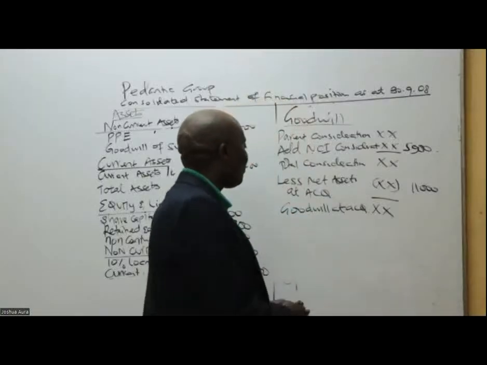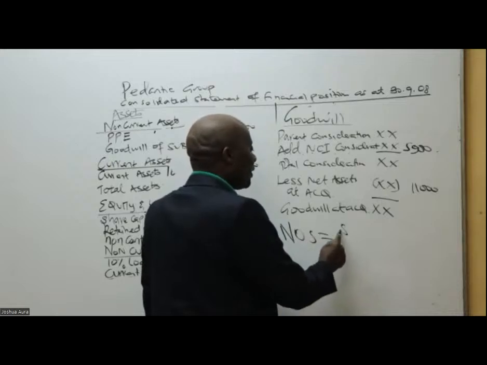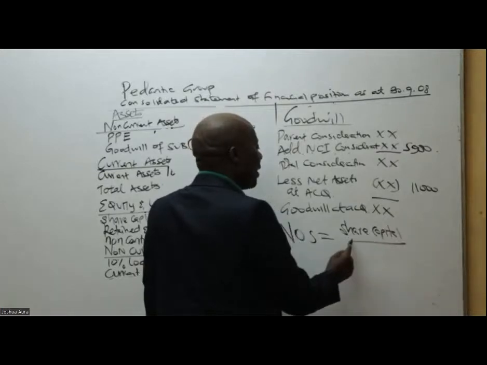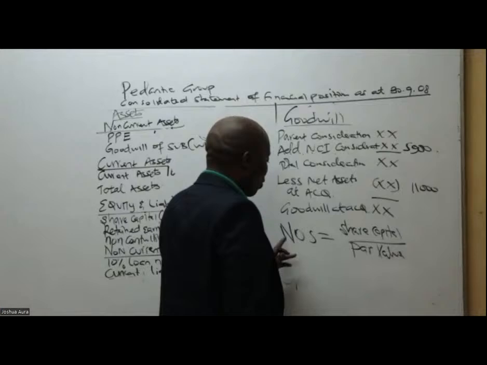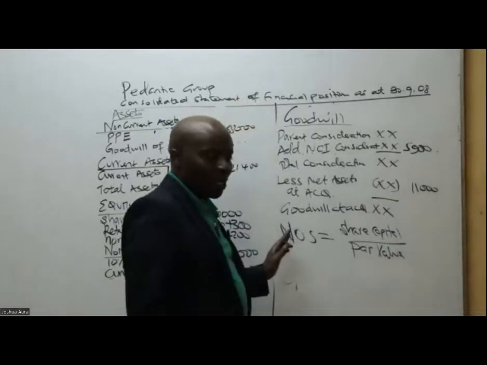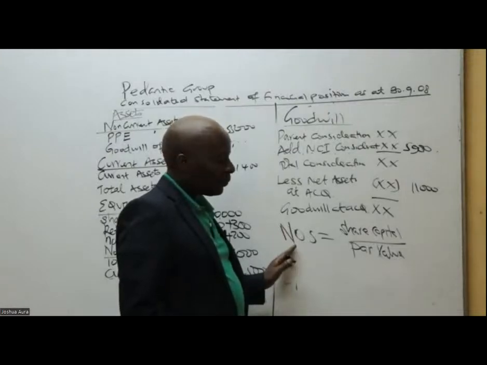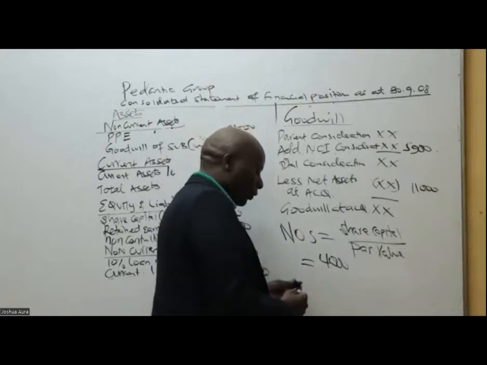They are telling us something very nice. To get what we popularly call the notes, we normally take the share capital divided by the par value. No stands for a number of ordinary shares. So you can see the share capital of this company is 4,000 of the subsidiary member.